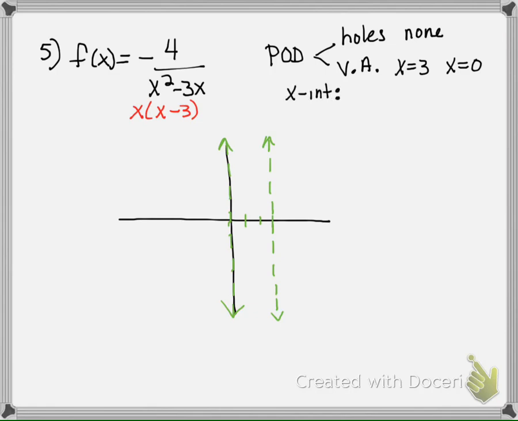X-intercepts are next. What do you think on x-intercepts, everybody? None. There's not even an x in the numerator, is there? So this will never ever touch the x-axis.